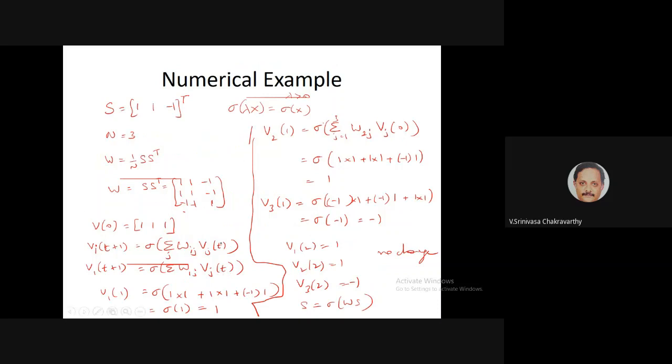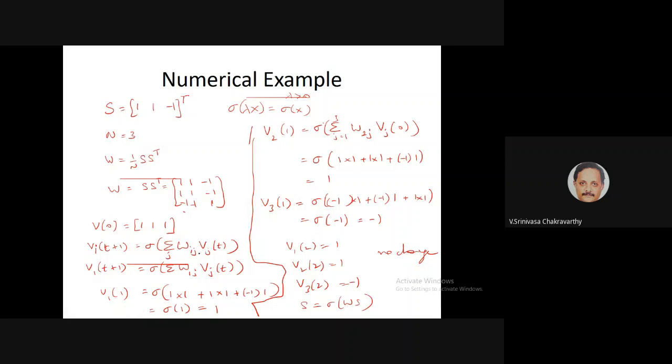So let's look at a small numerical example to see how this memory works. Let us say I want to store this pattern s equal to [1, 1, -1] transpose. So n is equal to 3, it's an n neuron network. And therefore the weight matrix is equal to s s transpose, which is equal to this: [1, 1, -1], [1, 1, -1], [-1, -1, 1]. You can quickly notice that this is a symmetric matrix, because an outer product gives you a symmetric matrix, and the Hopfield network requires W to be symmetric, so both are consistent.